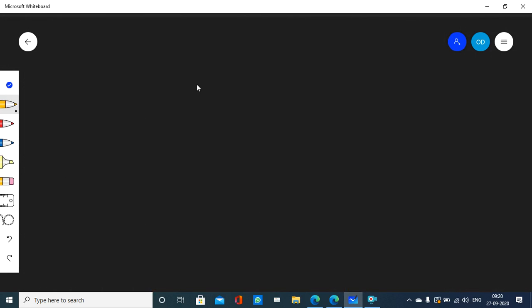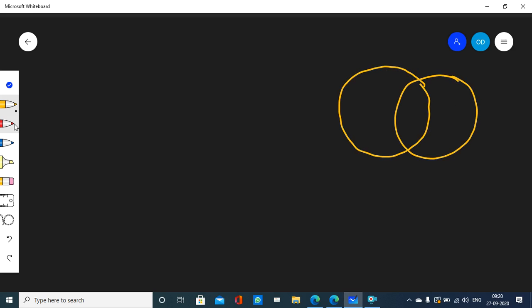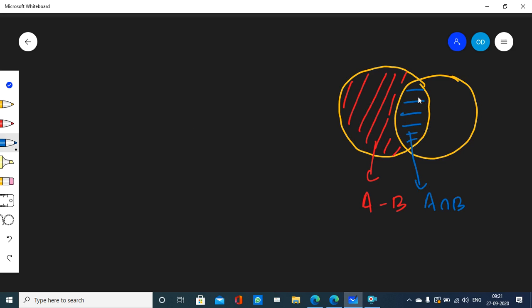Let's see. Using this same concept, we are going to derive a lot of other formulae also. We have already discussed this, but for the sake of revision, I'm telling you once again. This set is called what? A minus B, right? It carries only those elements that belong to A only, not B. This set is A intersection B. This blue shaded region carries elements that are common between A and B.